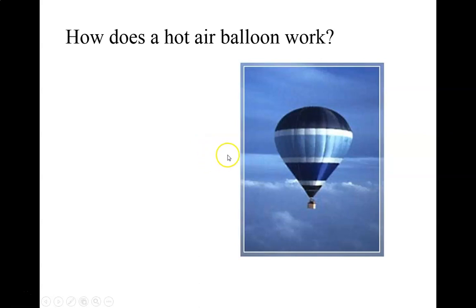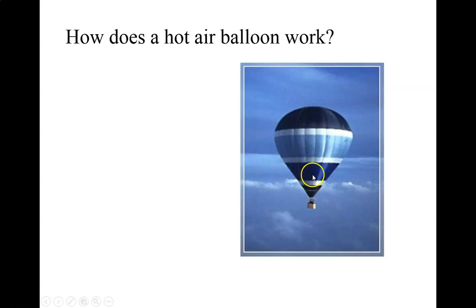Now, how does a hot air balloon work? Well, so when we have a balloon that's full of air, this is kind of an interesting one. There's several different ways to explain it. I'll explain it just this way.